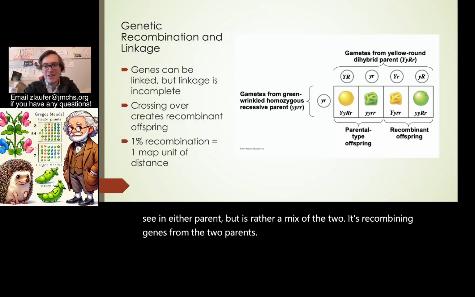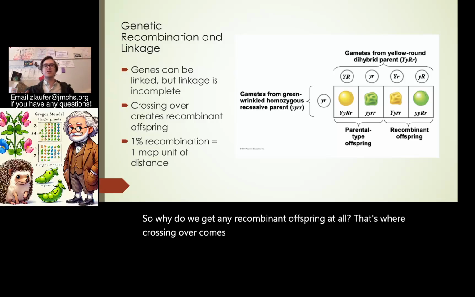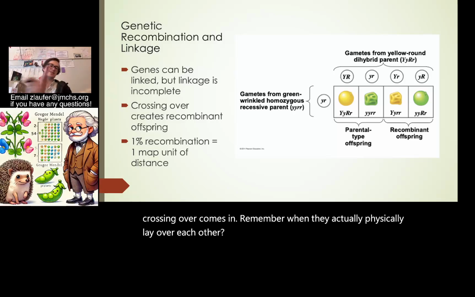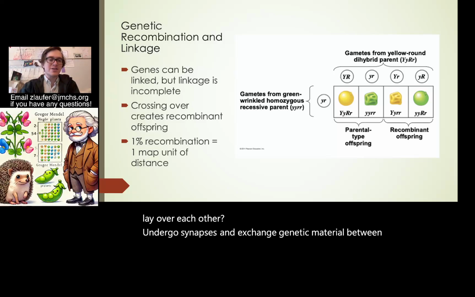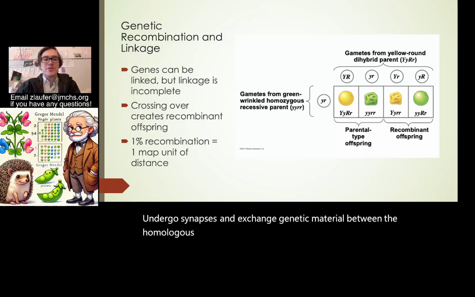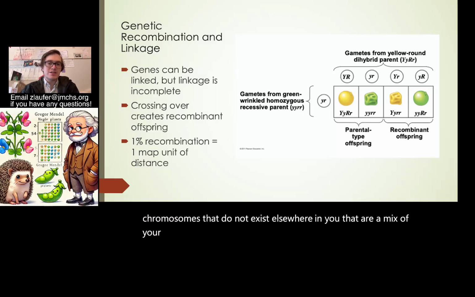So why do we get any recombinant offspring at all? That's where crossing over comes in. Remember when homologous chromosomes physically lay over each other, undergo synapsis, and exchange genetic material. And that is what actually will be able to create your recombinant offspring, creating those chromosomes that do not exist elsewhere in you, that are a mix of your mother and your father's genes.